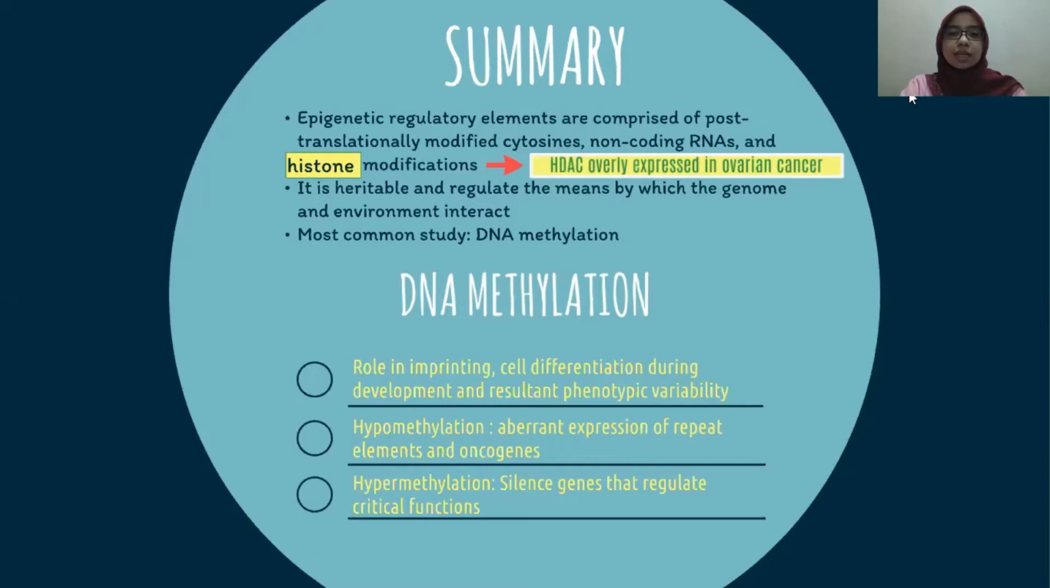The most common studies are on DNA methylation and histone acetylation. In this article, they focus more on DNA methylation. DNA methylation plays a role in imprinting, cell differentiation during development, and resulting phenotypic variability. There are two types of methylation, which are hypomethylation and hypermethylation. In ovarian cancer, hypomethylation can cause aberrant expression of repeat elements and oncogenes. Meanwhile, hypermethylation can cause silencing of genes that regulate critical functions.